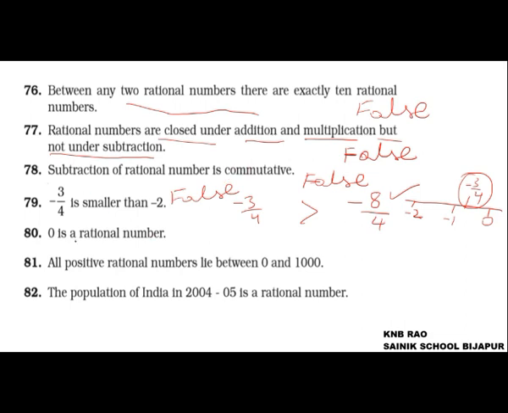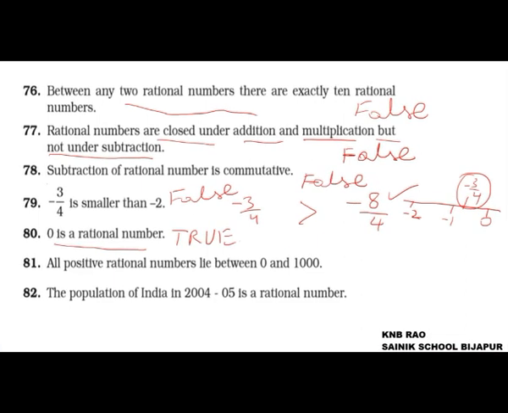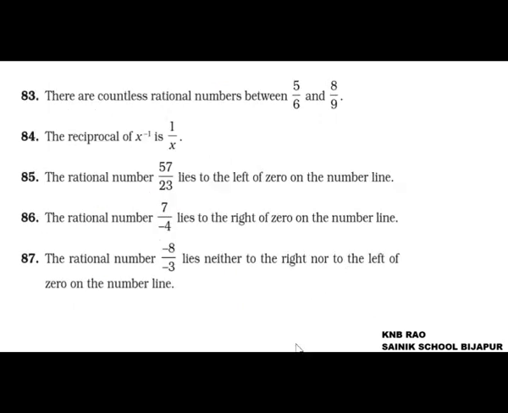Last, 80th question. 0 is a rational number. Yes. 0 is a rational number. True. Next, 81st question. All positive rational numbers lie between 0 and 1000. Positive rational numbers can be more than 1000 also. It says they only lie between 0 and 1000, which is false again.